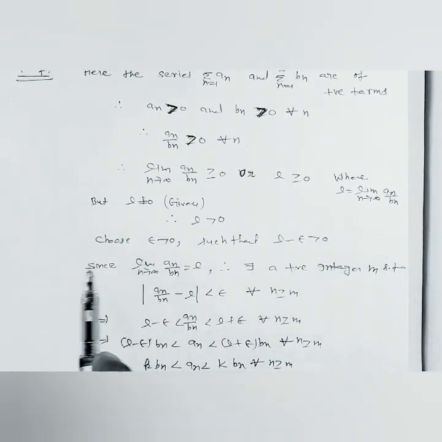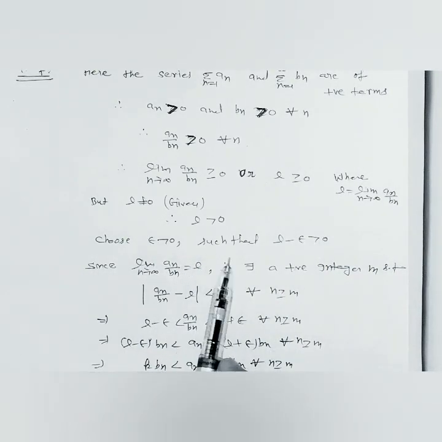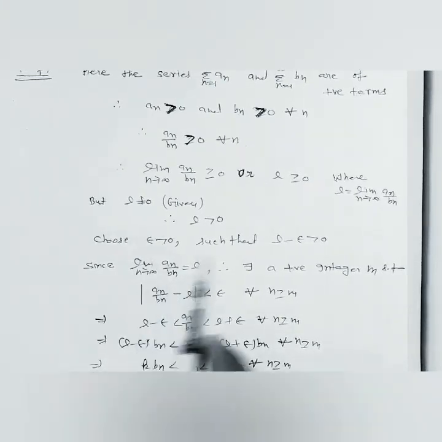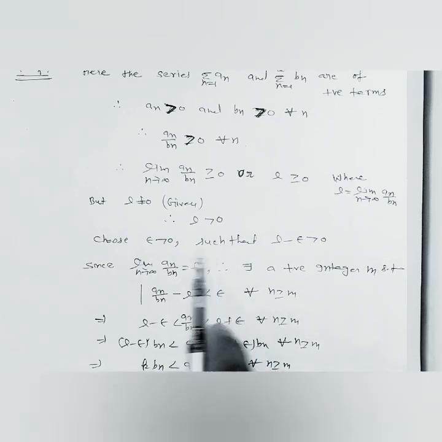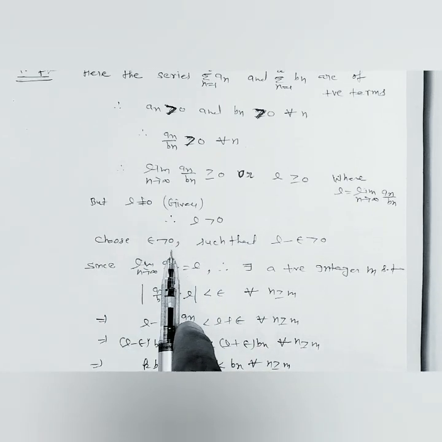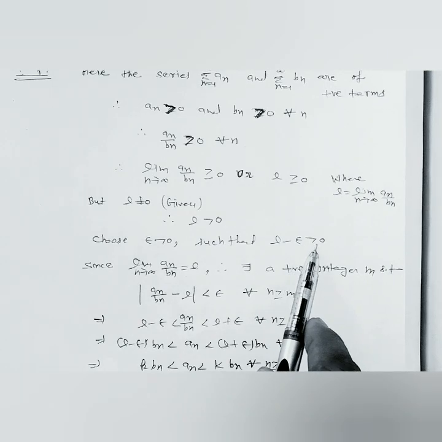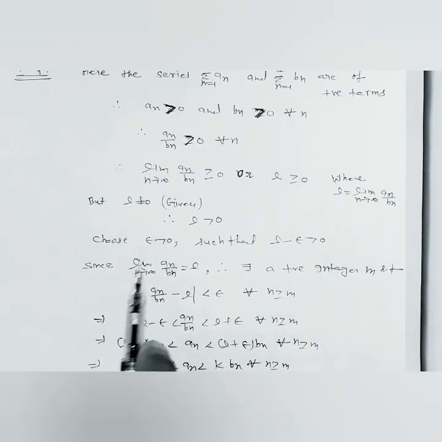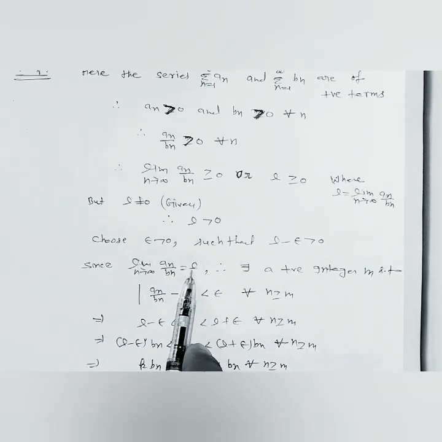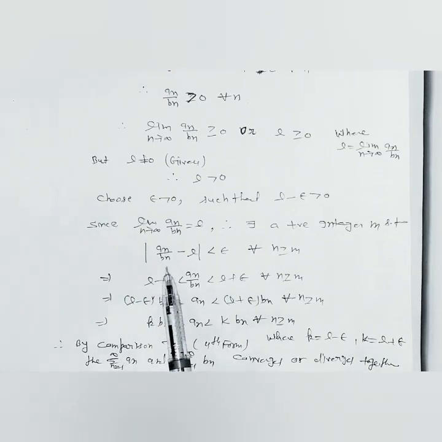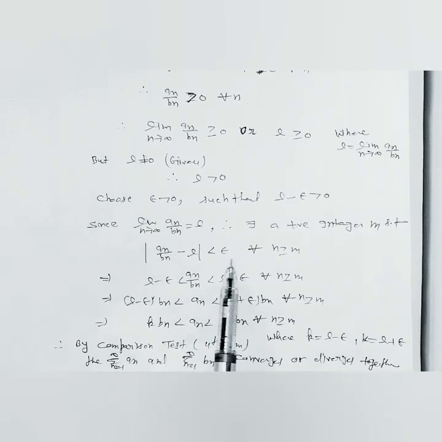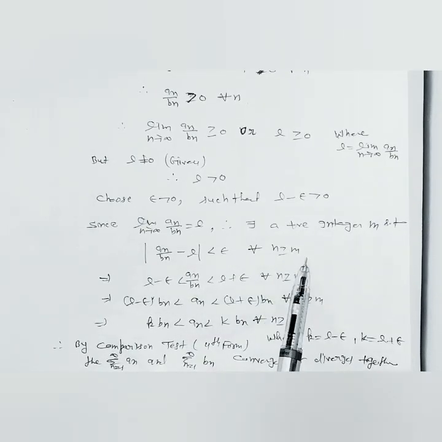Then by the definition of the convergence of a sequence, for given epsilon greater than 0, we choose epsilon greater than 0 such that l minus epsilon is also greater than 0. Since limit n goes to infinity an by bn is equal to l, by the definition of the convergence of a sequence, there exists a positive integer m such that mod of an by bn minus l is less than epsilon for all n greater than or equal to m.